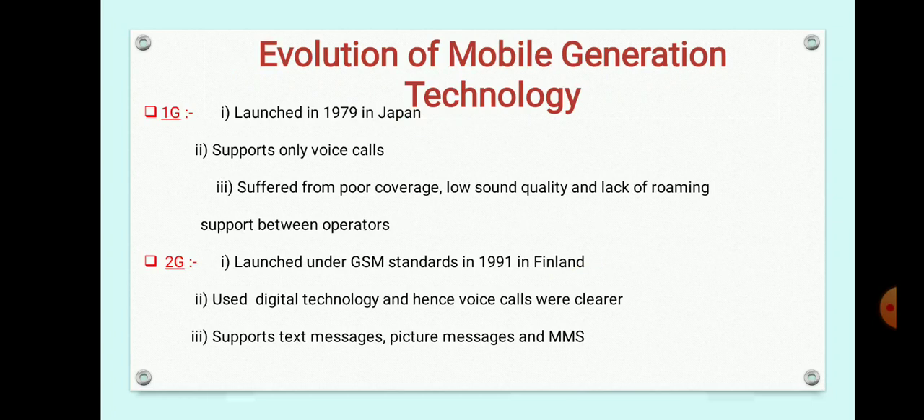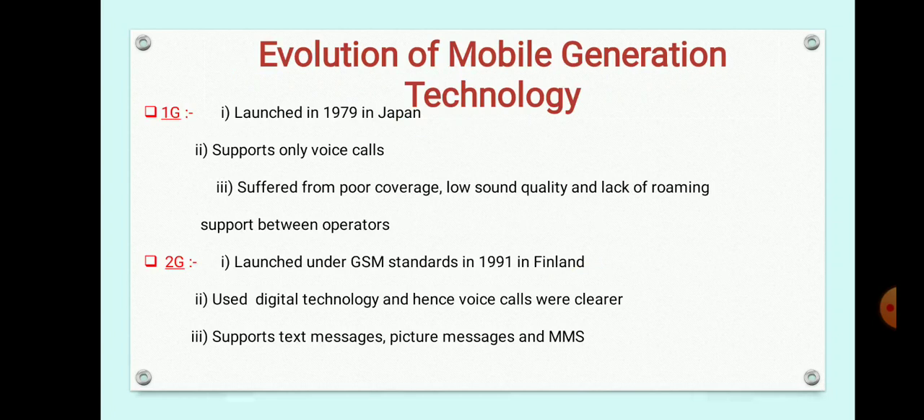So now moving on to evolution of mobile generation technology. All of us are familiar with the various mobile generation technologies. We have heard of 2G, 3G, 4G mobile connections. This G is nothing but the abbreviation of generation. Starting from 1G, mobile generations have now reached up to 5G, the fifth generation. So let us see what are the features of each of the mobile generations.